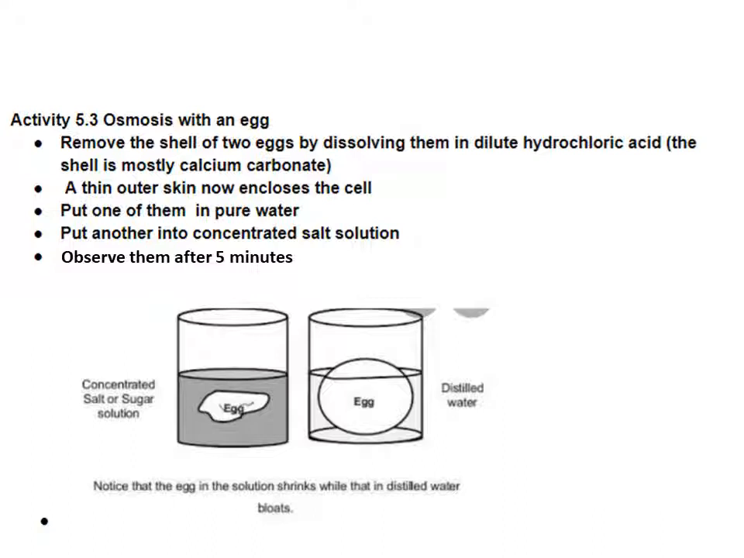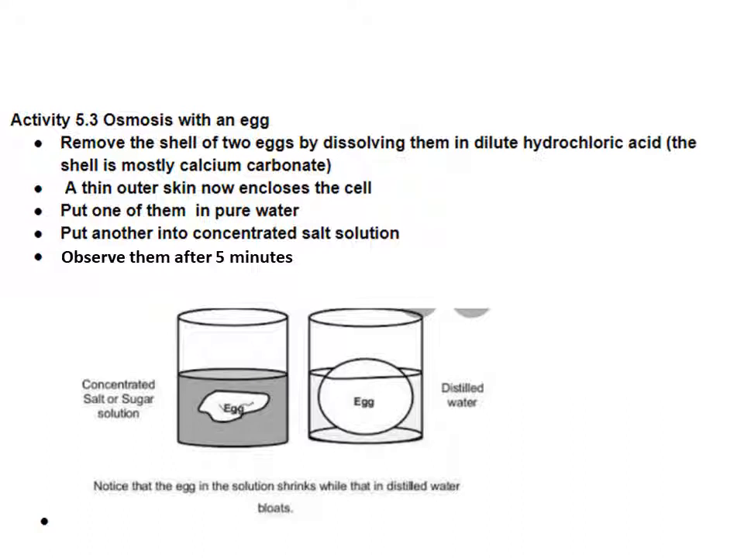Now, dear students, here you can see osmosis. Remember, we did osmosis in the previous class. Osmosis is basically the movement of water molecules from the area of higher concentration to the area of lower concentration through a semi-permeable membrane. Now here in this activity, activity 5.3, you can see osmosis with an egg.